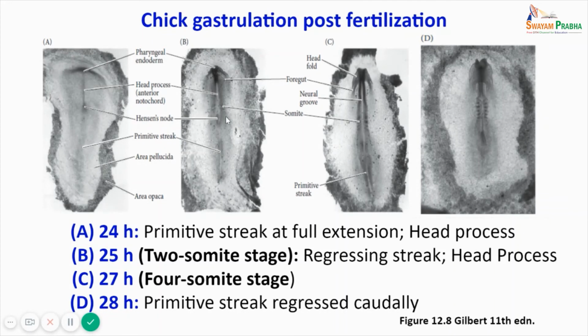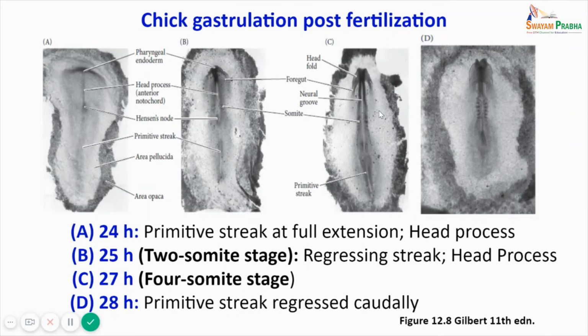The B diagram is the two somite stage. It is the 25-hour stage of the chick embryo. Here, the pharyngeal endoderm is seen at the anteriormost end, while the anterior notochord pushes up the head process beneath it. The primitive streak is seen regressing here.